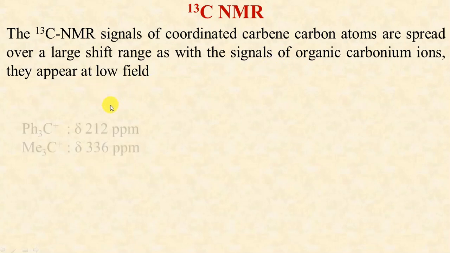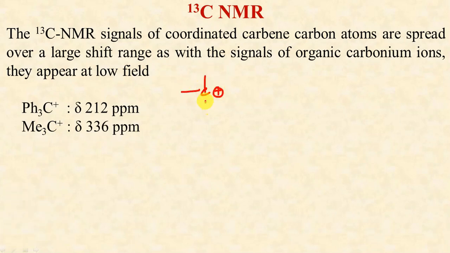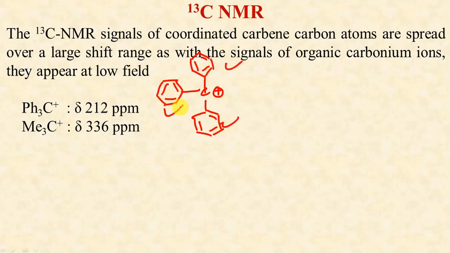We know that these are carbonium ions in which the carbon atom has substituents which can cause resonance to a very large extent. The positive charge on the carbon atom is delocalized over these three phenyl substituents, which makes this triphenyl carbocation very stable. And this is the chemical shift for this triphenyl carbocation, and this shift is at 212.